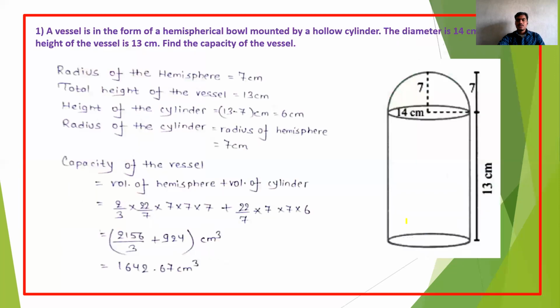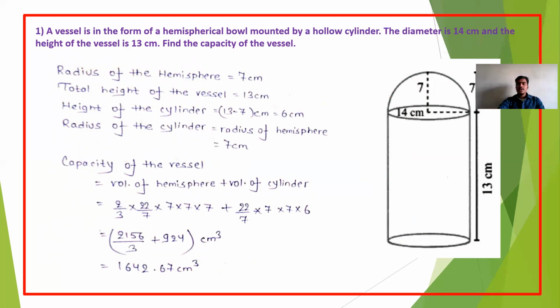Now come to the examples. My first example is question number 1. A vessel is in the form of a hemispherical bowl mounted by a solid cylinder. The diameter is 14 centimeter and the height of the vessel is 13 centimeter. Find the capacity of the vessel.